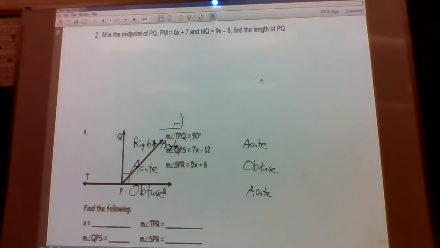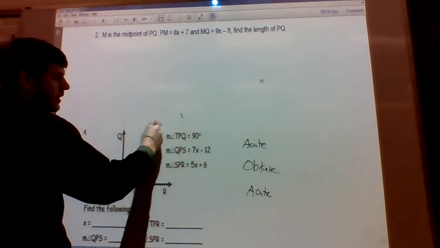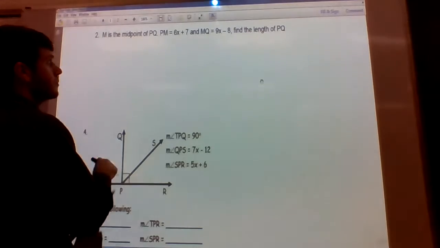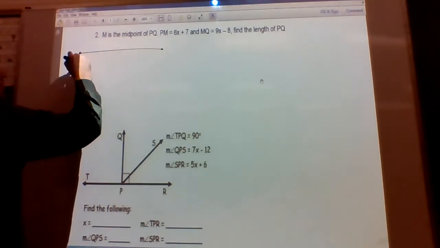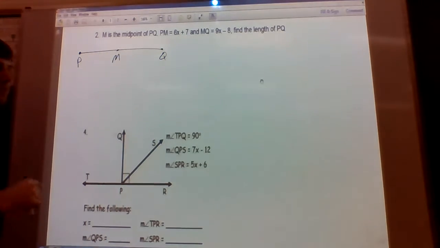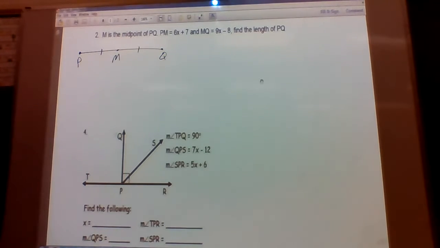Okay, number 2, M is the midpoint of PQ. First thing we should probably do is draw it out, just so we can see what we're looking at. Here's a segment PQ, and it's telling us M is the midpoint, so M is in the middle. The midpoint, by definition, splits PQ into 2 congruent segments. So PM is going to be congruent to MQ by definition.